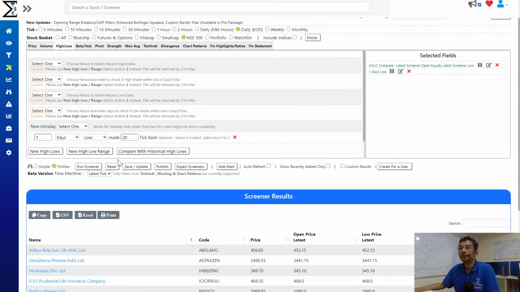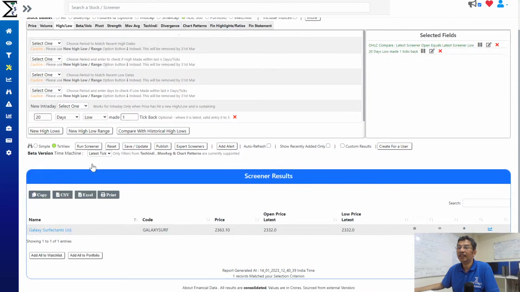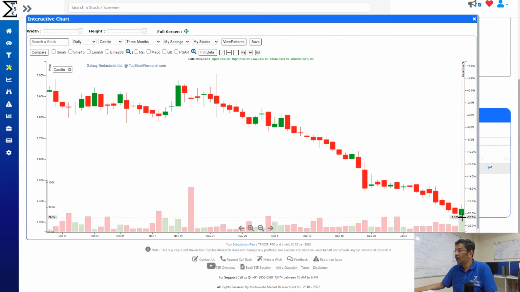Okay, what happened? 1 day low. Sorry, it's my fault. So 20 days low was made on the latest tick, the 0th tick. When you look at this, there's no stock. Maybe I'll make it one tick to see if there's anything which can come up. So when you look at this, first of all, it is open is equal to low, and the last 20-day low was made here. So basically it's a very initial bullish signal.